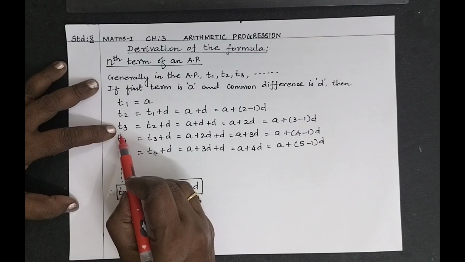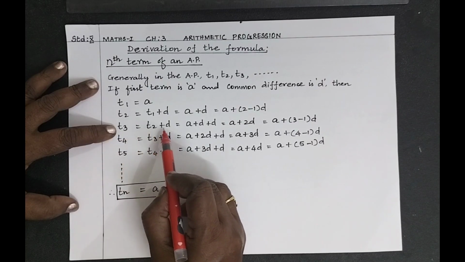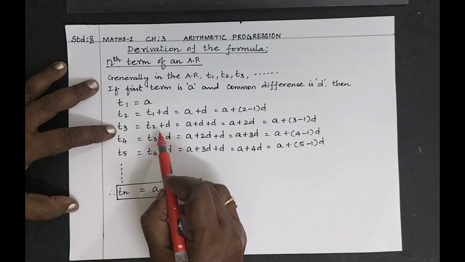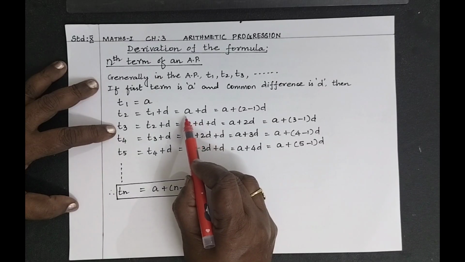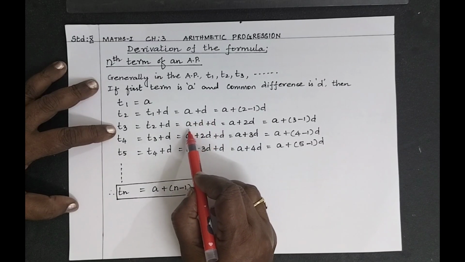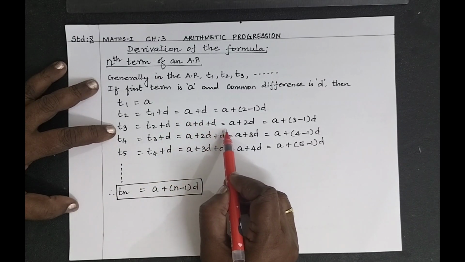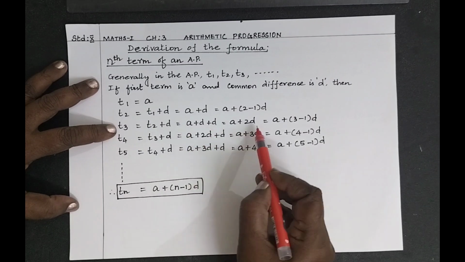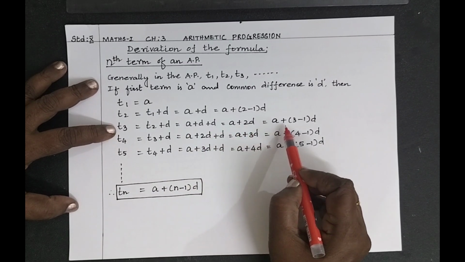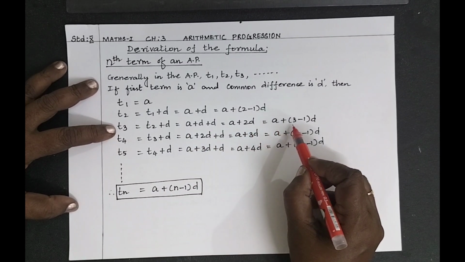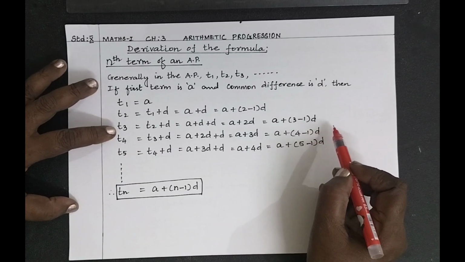Now, the third term is what? Second term plus the common difference. The second term is a plus d. So a plus d plus d equals a plus 2d. So a plus 2d can be written as a plus (3 minus 1) into d.